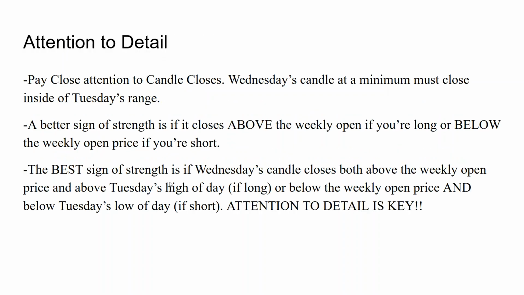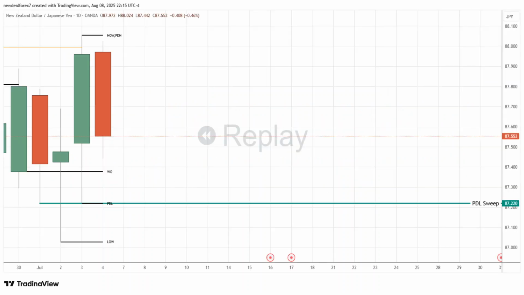So remember that attention to detail is key. If you take an entry on Wednesday, you need to see a strong close or something that fits into the criteria that I just gave you. One of those three things. So let's look at some examples here. Okay, so this is just a daily chart of a week. So you have Monday, Tuesday. Here's the reversal day, Wednesday, right here.